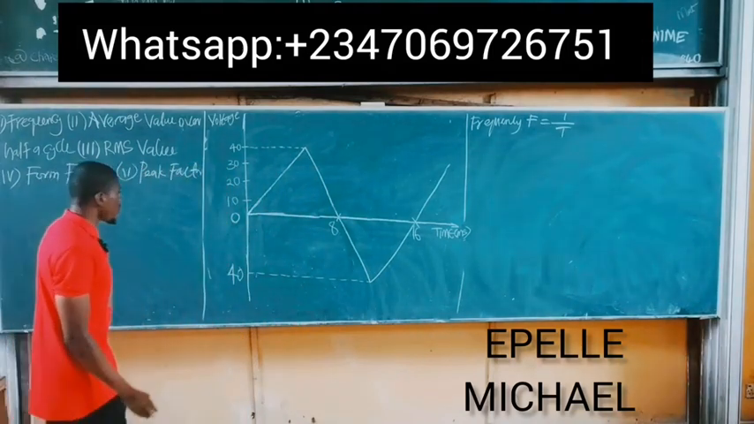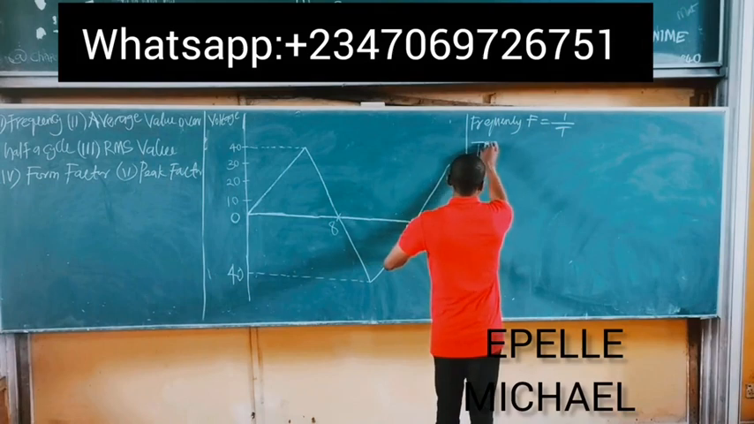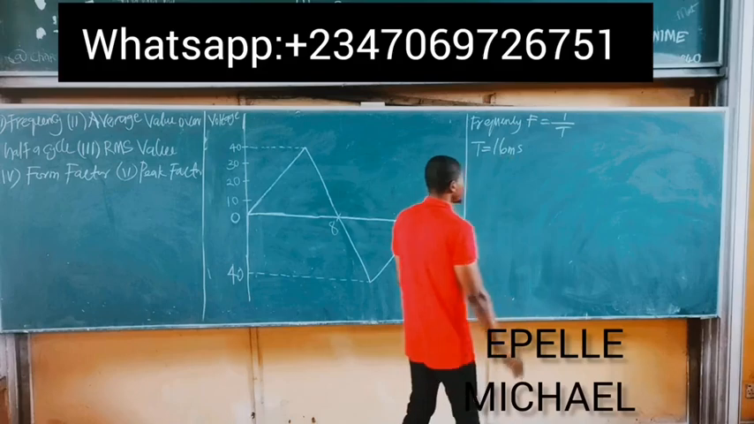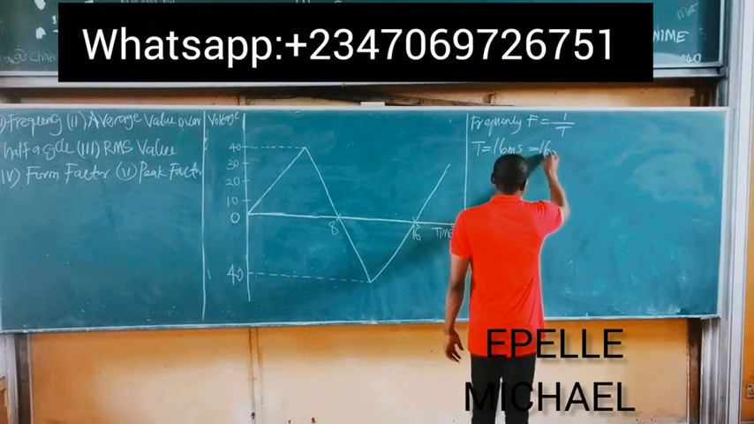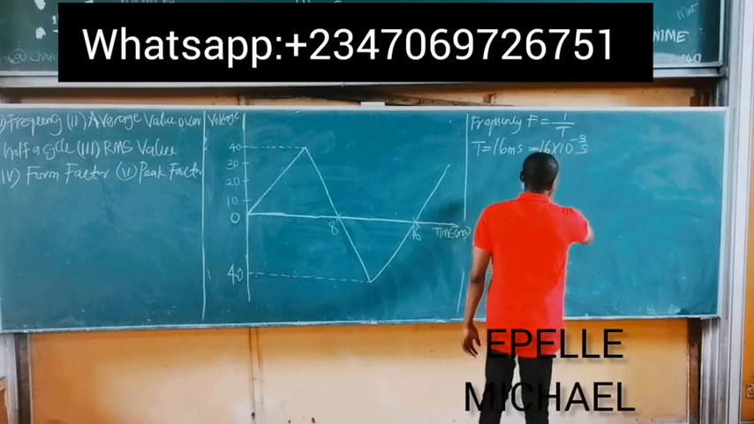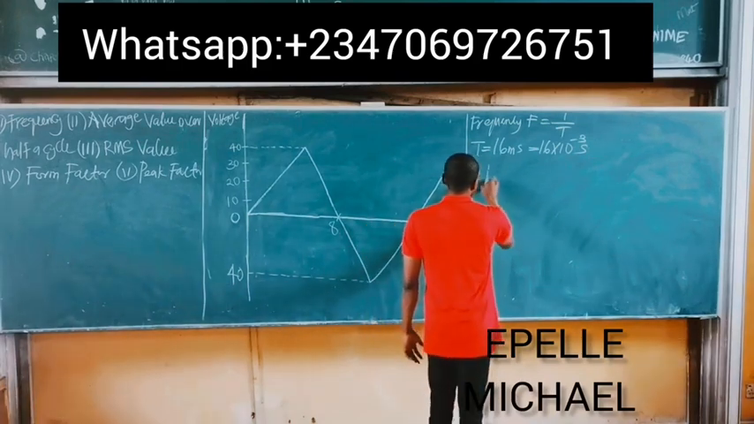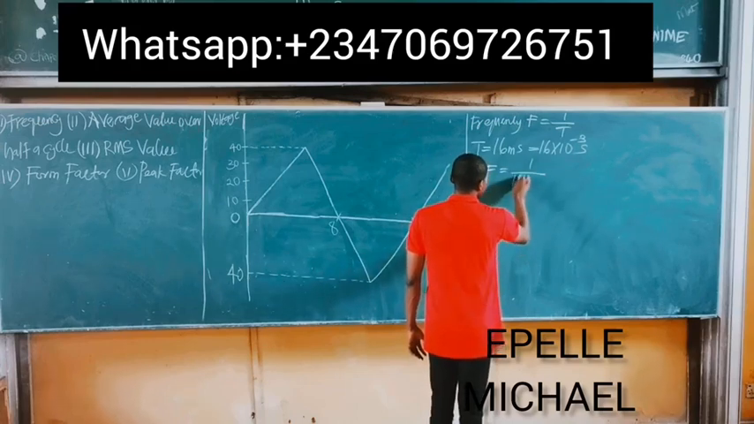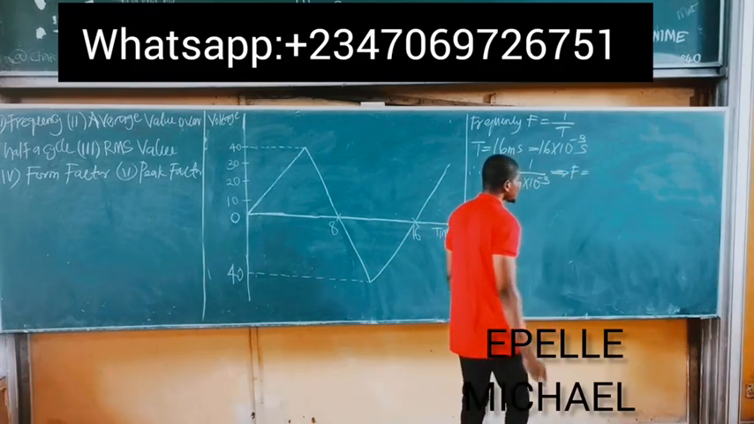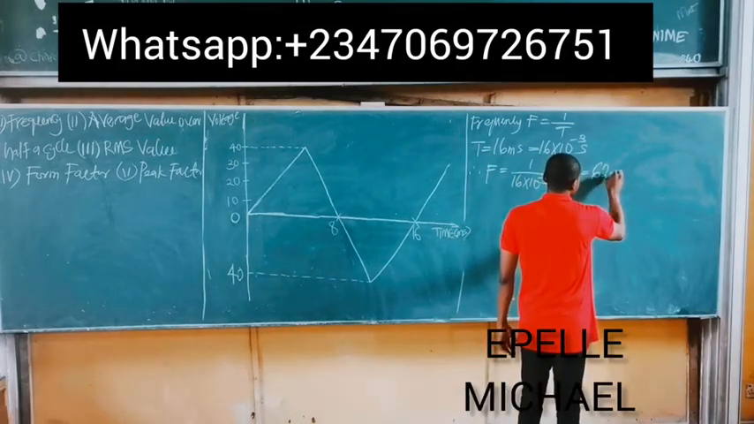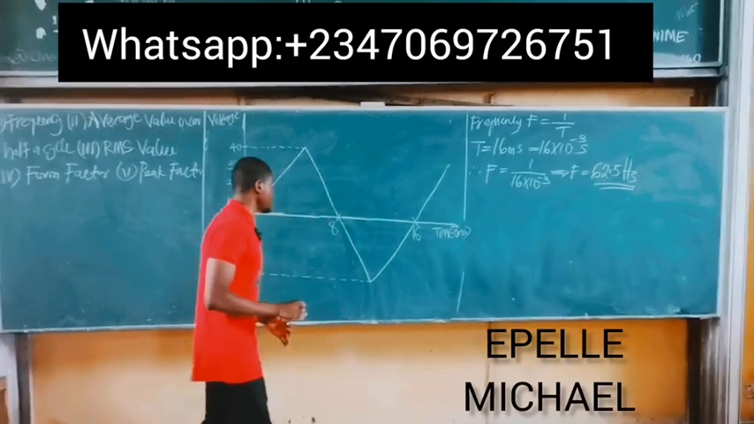So the period t is simply 16, and it's given in milliseconds, so we have to convert milli to seconds. This is 16 by 10 to the power of minus 3 seconds, because milli simply means 10 to the power of minus 3. Therefore the frequency f is 1 over 16 by 10 to the power of minus 3, which is 62.5 hertz. So that's the first answer.